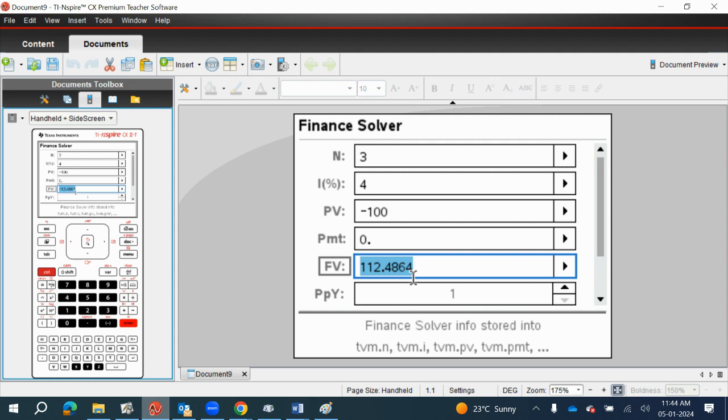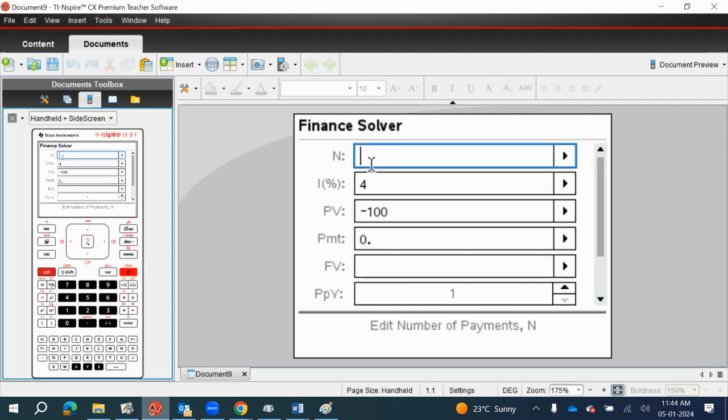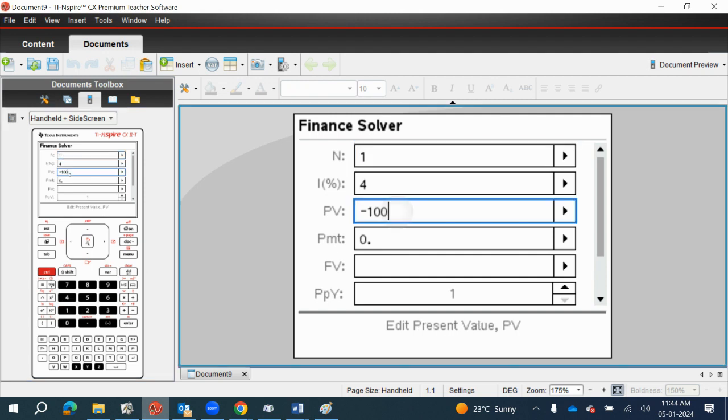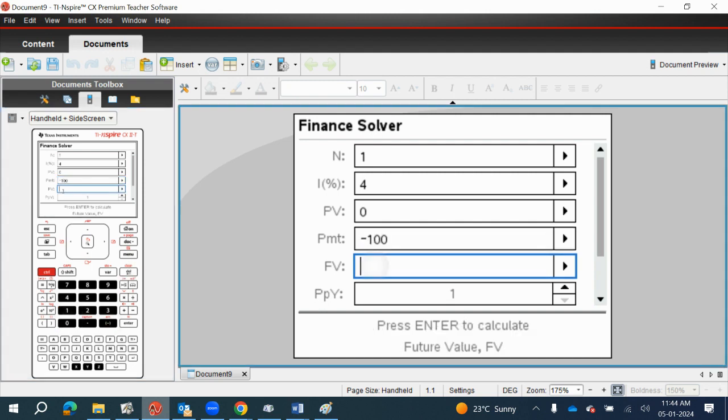Okay. So let's look now at 1 year. We're going to have nothing in the account to begin with, and we are going to make a payment every year. So we're going to put in 100 every year. What will the future value be after 1 year? It's going to be 100, because we put it at the end of the year.